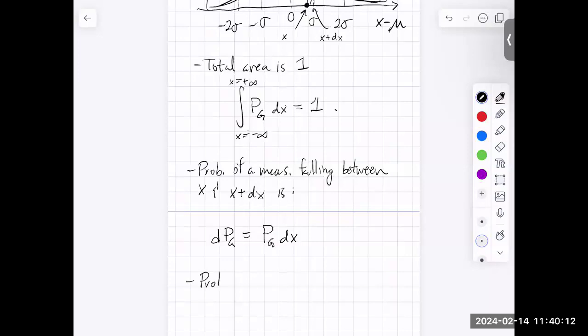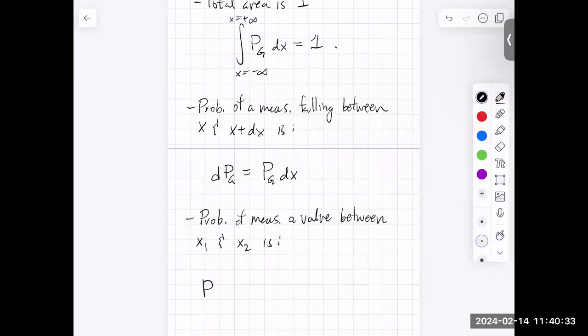So the probability of measuring a value between, let's say, x1 and x2, P(x1 to x2), is going to be the integral of the Gaussian distribution, which is a function of x and is characterized by a mean and a standard deviation. And we're going to integrate from x1 to x2.